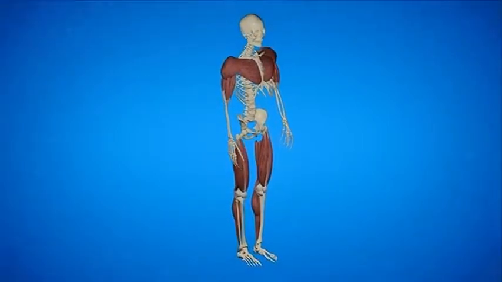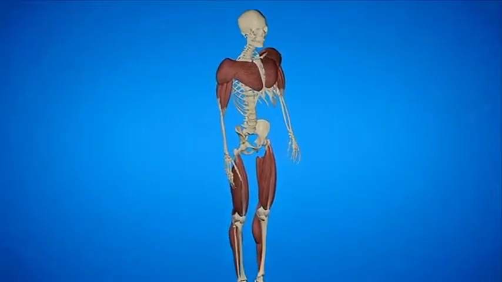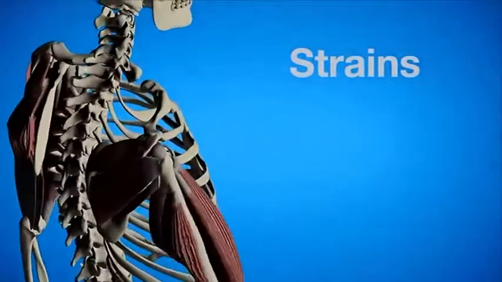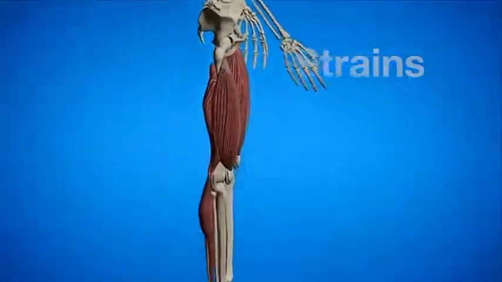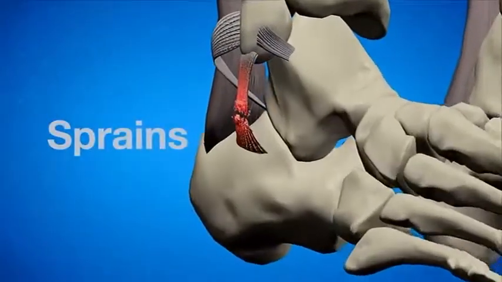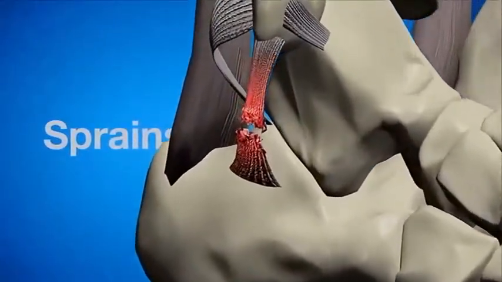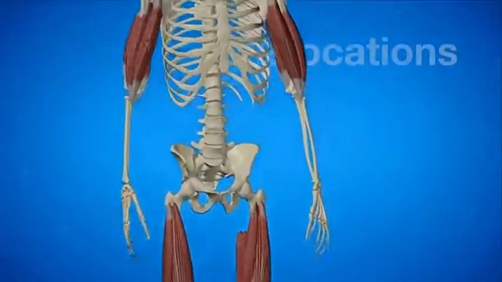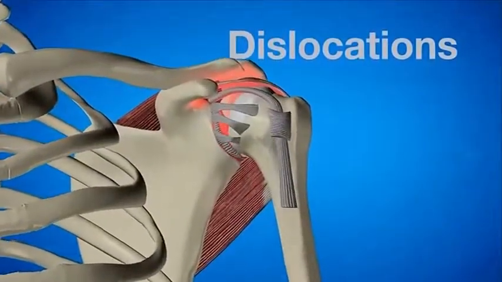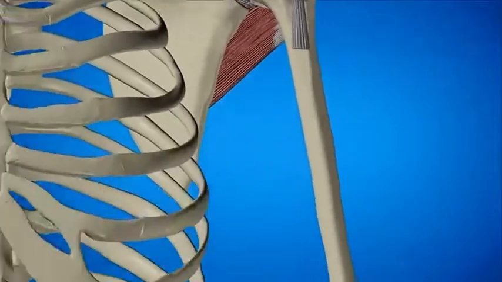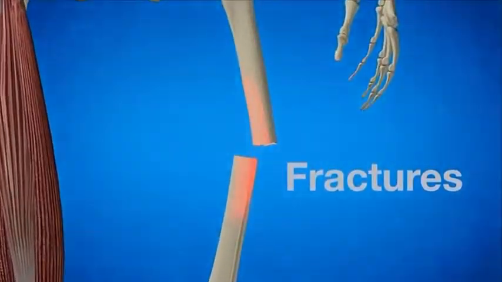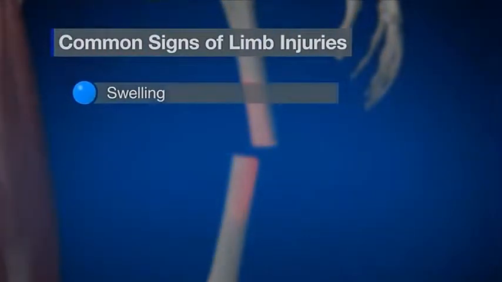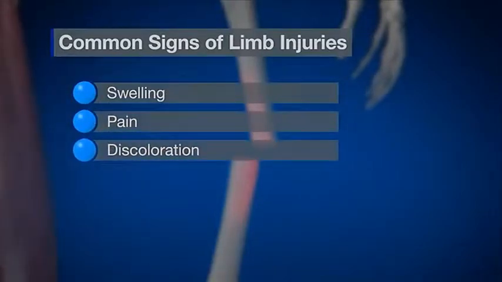There are 4 different types of injuries affecting bones, muscles, and joints. Strains are stretching or tearing injuries to muscles or tendons. Sprains are tearing injuries to ligaments that hold joints together. Dislocations are the separation of bone ends at a joint. And fractures are breaks in bones. Common signs of these types of injuries include swelling, pain, and discoloration.